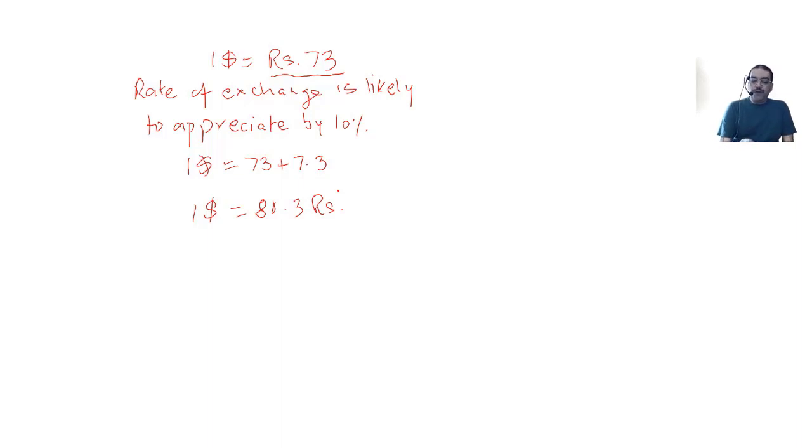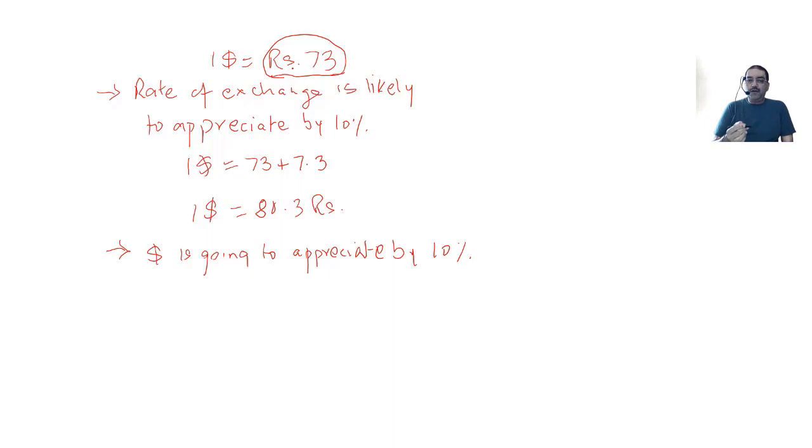Now, suppose I say, this was one adjustment. Suppose I tell you that dollar is going to appreciate by 10%. Dollar is going to appreciate by 10%. Then what? Then also answer is same, because this is the value of $1. 73 rupees is the value of $1. If that is going to appreciate, then definitely that 73 plus something, plus 10% will come. This is the value of dollar. Dollar value is going to appreciate. So same as above.